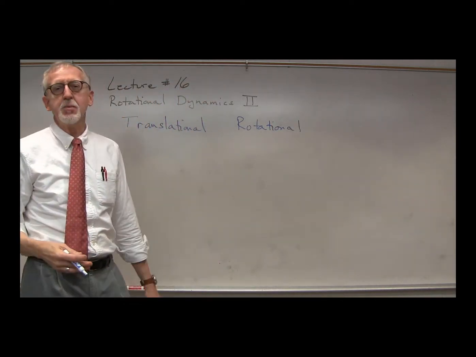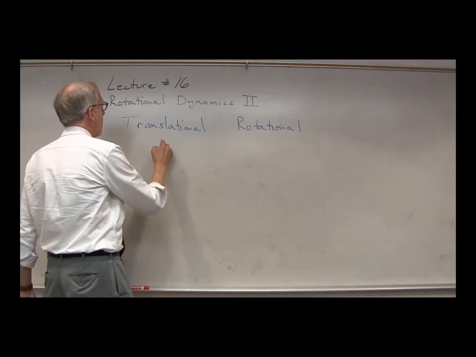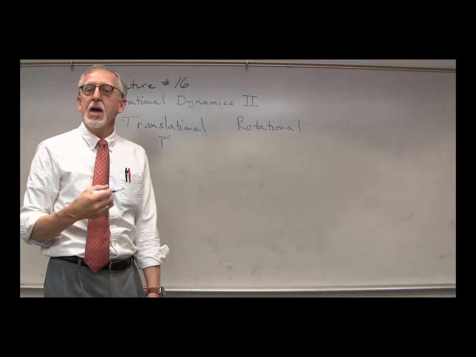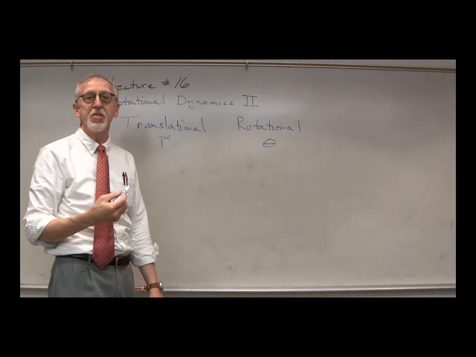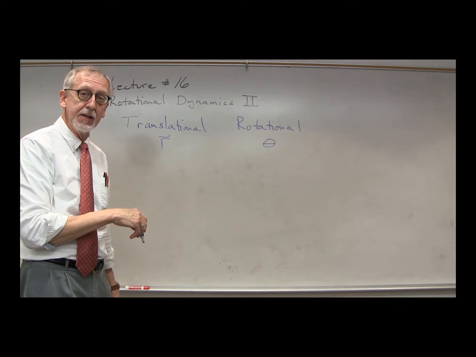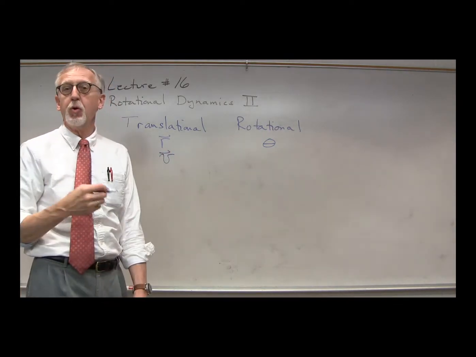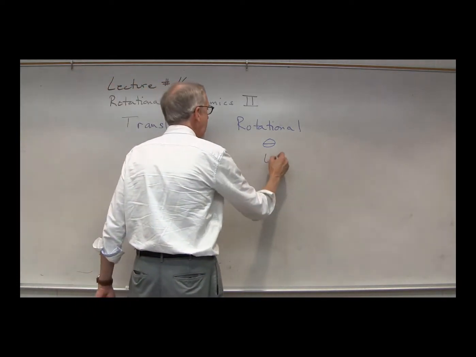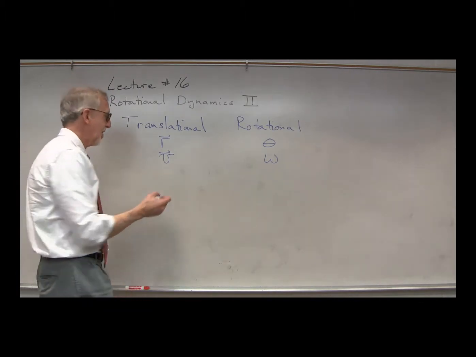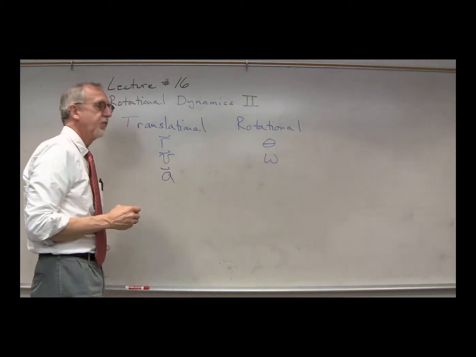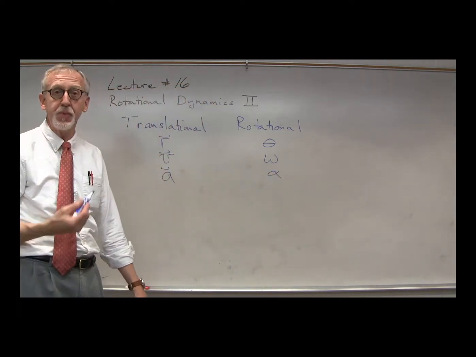With translational motion, we talked about position like x, y, and z, or the r vector position. For rotational motion, we talked about the angular position theta. For translational motion, we have a velocity v. For rotational motion, we have an angular velocity omega. For translational motion, we have an acceleration a. For rotational motion, we had an angular acceleration alpha.